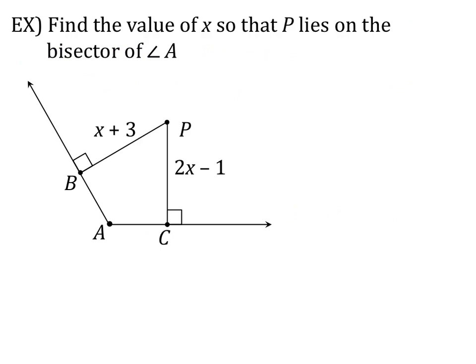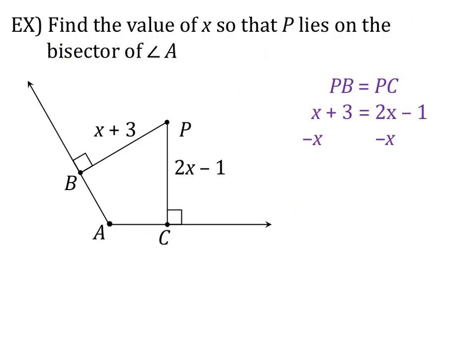Now let's try an example. Find the value of x so that P lies on the bisector of A. Well, like we just discussed in the converse of the angle bisector theorem, if P is going to lie on the angle bisector, then that means BP needs to be equal to PC. And so if I'm going to solve for that, I need to plug in, and I get the equation x plus 3 is equal to 2x minus 1.